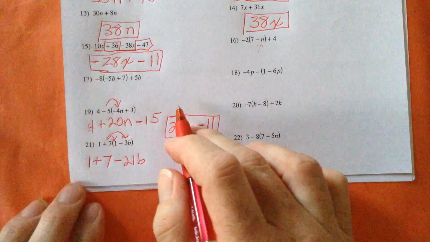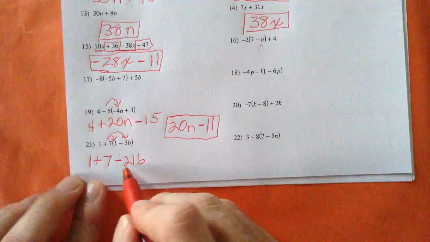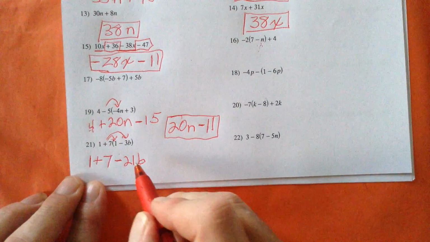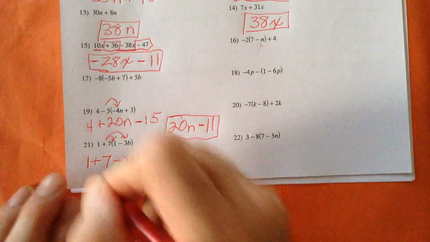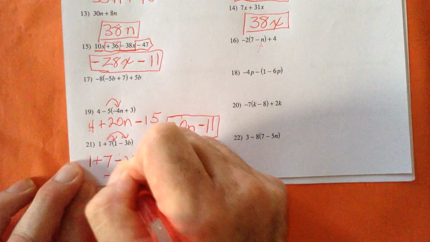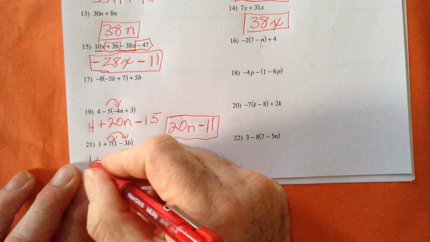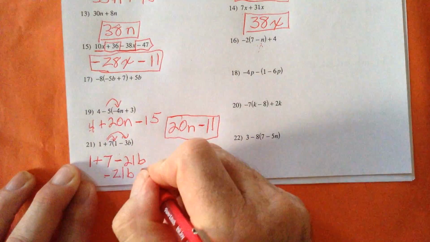Okay, so now I can do the like terms. Well, negative 21b, I can't do anything with that one. There are no other terms, so I have negative 21b, and then I have 1 plus 7, which is a positive 8.